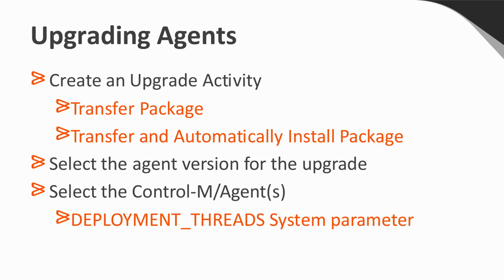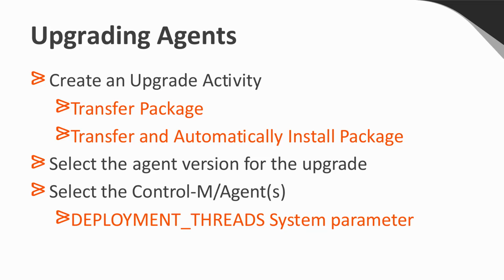The other option transfers the installation package to the specific Control-M agent computers and begins the upgrade process automatically as soon as the transfer is done. So, well, we have these two options. We will choose the better option for our environment. After choosing the kind of activity that we want to perform, we need to select the agent version for the upgrade. And finally, select the Control-M agents that will be covered in this activity.